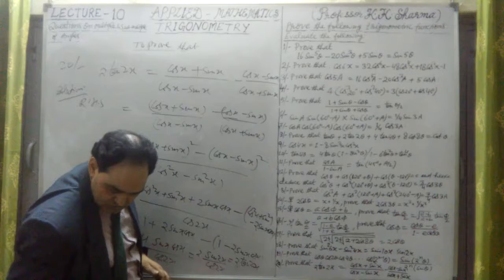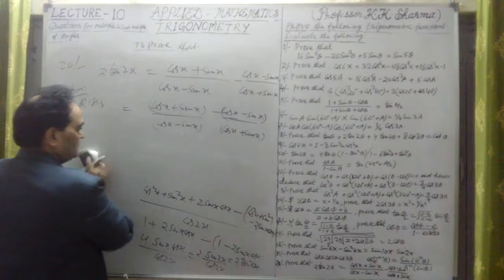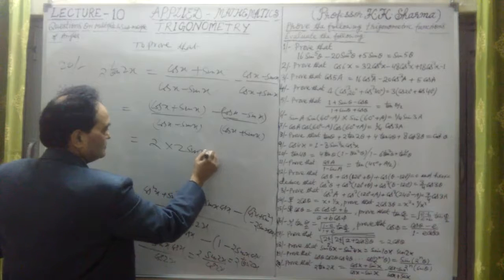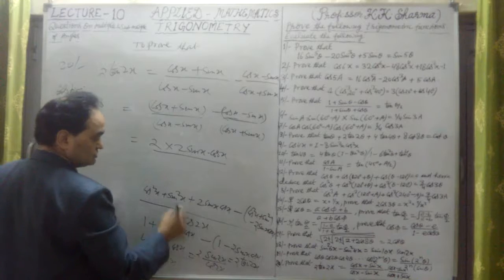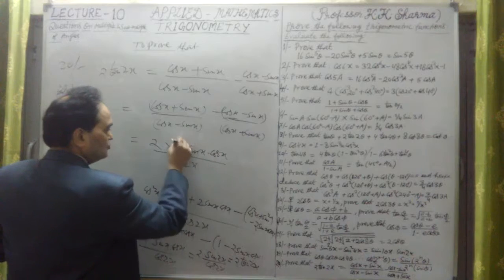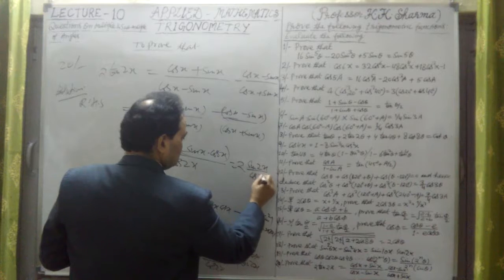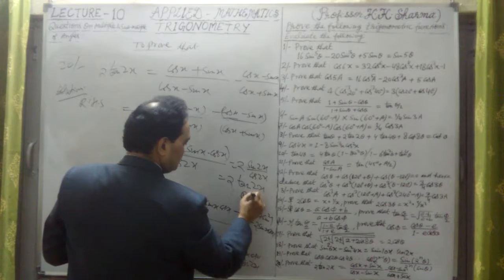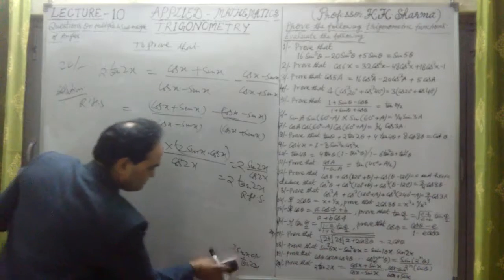This is the result of this question. Now let me write here. We have obtained 4 sin x cos x, which is 2 into 2 sin x cos x. The denominator we had was cos square x minus sin square x, that was cos 2x, and this is sin 2x. So this is 2 into sin 2x upon cos 2x, that means 2 tan 2x. This is the right hand side. Hence completed. So all the 20 questions we have completed.